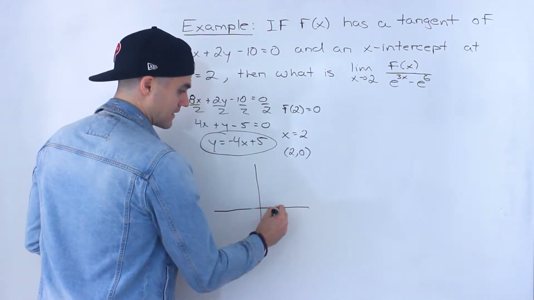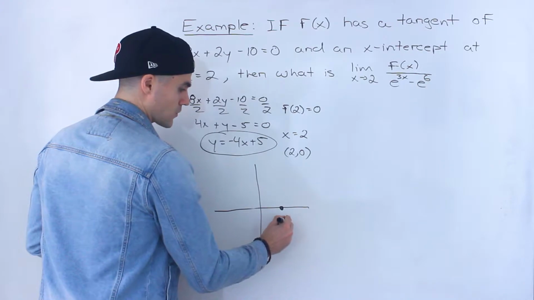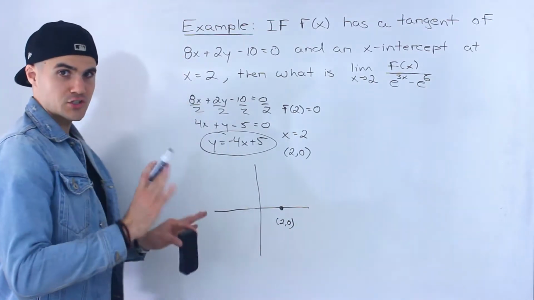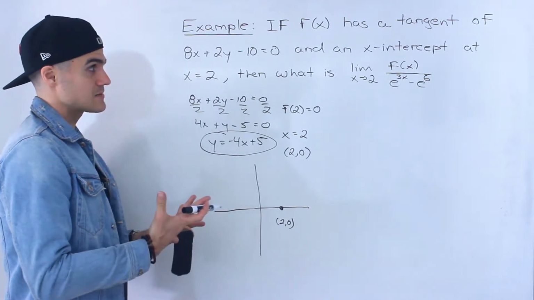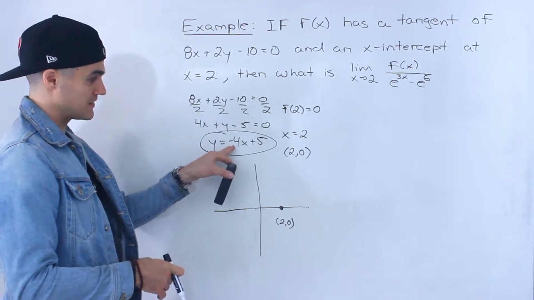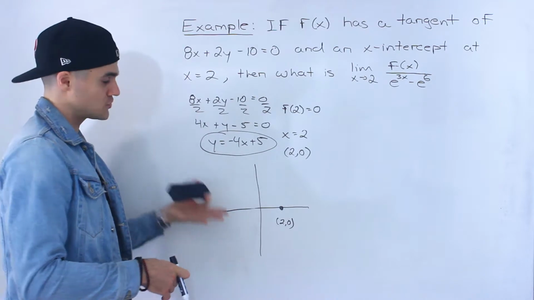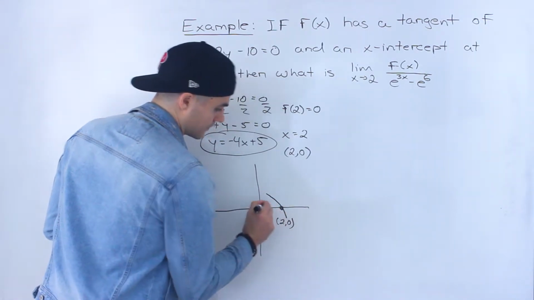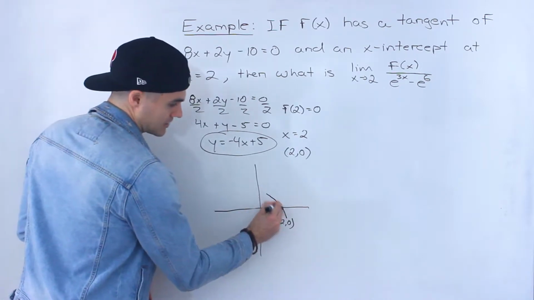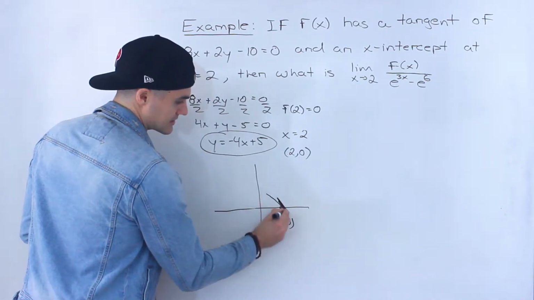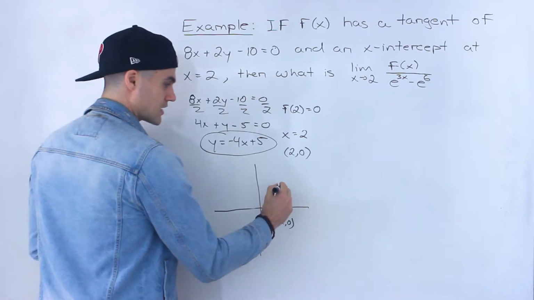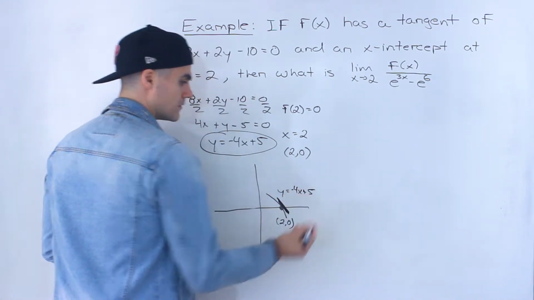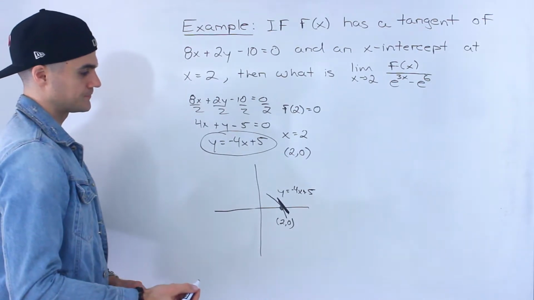If we show this visually, at this x value of 2, there's a y value of 0, it's an x-intercept, and we don't know what the function is or how it looks. But because the slope of the tangent at that x value of 2 is negative, we do know that the function is going to be decreasing. So when we draw a tangent here, the equation of this tangent is y equals negative 4x plus 5, like that.